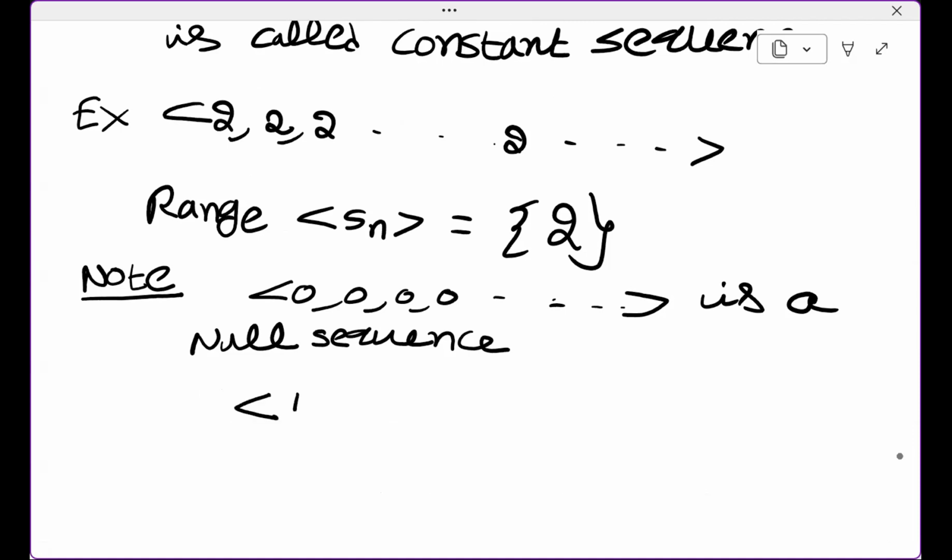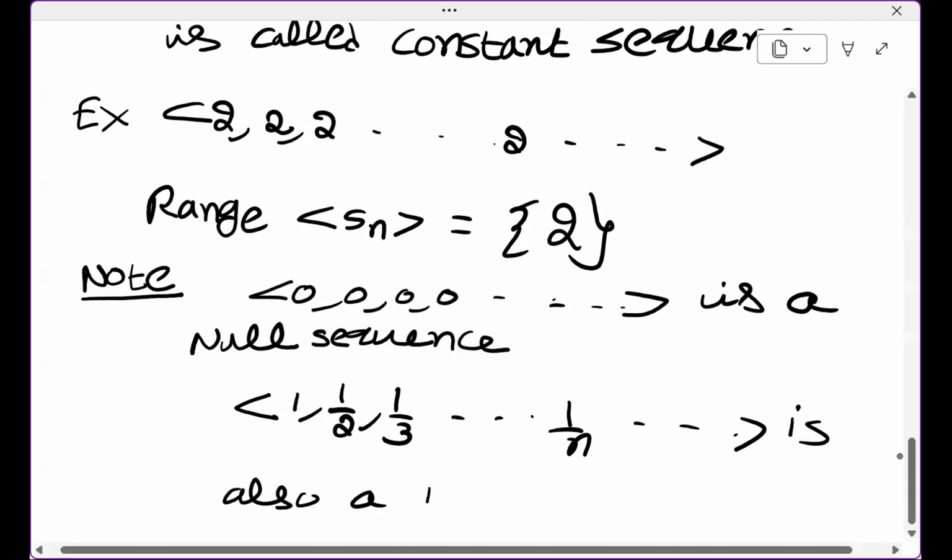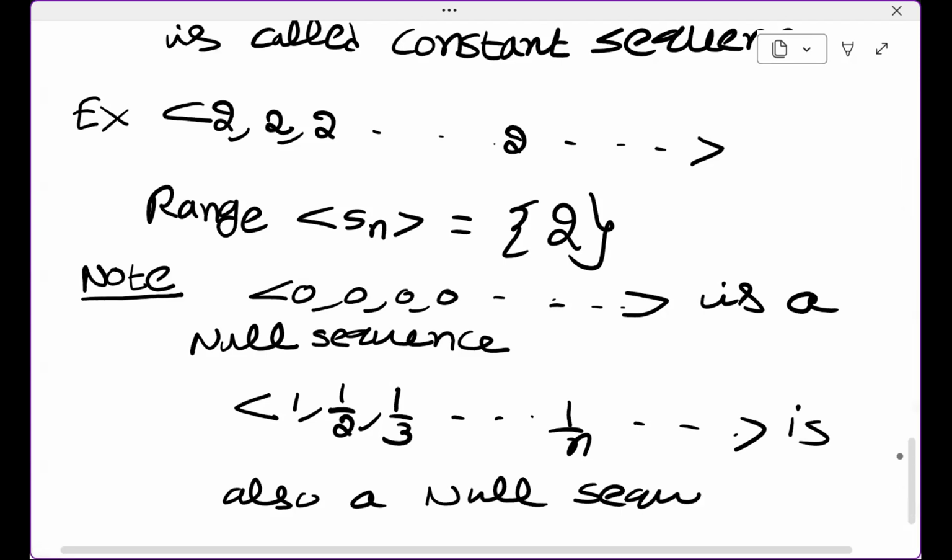Okay. Now, because all of you are not illiterate with respect to this subject, you can see, for example, the sequence 1, 1 by 2, 1 by 3, 1 by n, and so on. This is also a null sequence. Why is it called a null sequence? Not because everything is 0. The limit of the sequence is 0. How is the limit of the sequence defined? Limit of the nth term. Limit as n tends to infinity of 1 by n is 0.